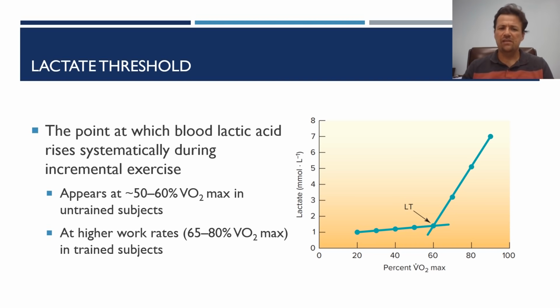For trained athletes, this will probably occur a little bit later than 60% of your VO2 max. The important point here is that this seems to represent an inflection point, or a point of limitation in performance, because now your body begins to build up lactic acid, and this can induce fatigue and limit the successful performance of athletes. And notice it occurs before you reach 100% of your VO2 max.